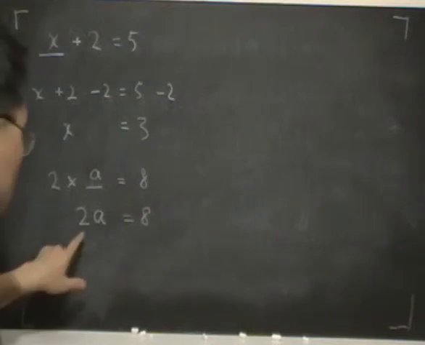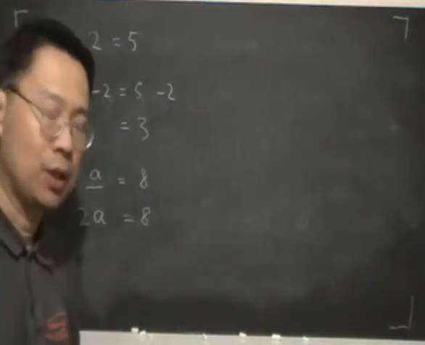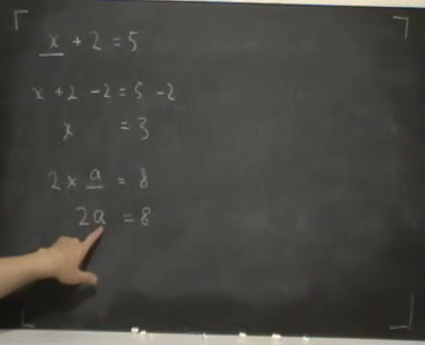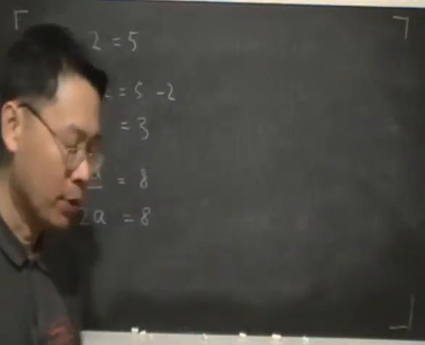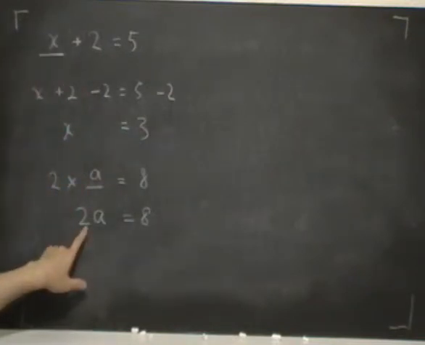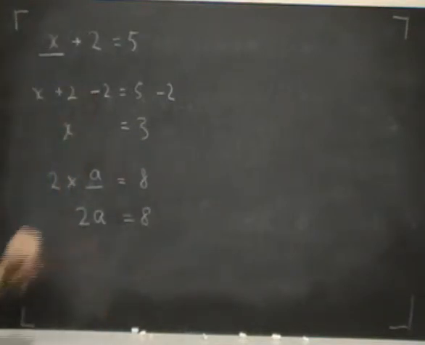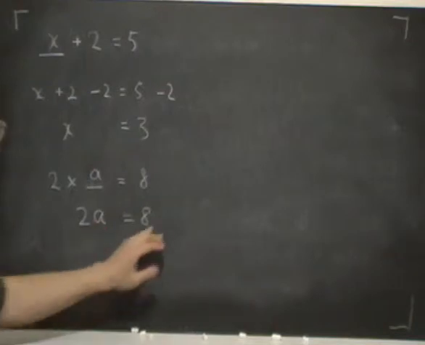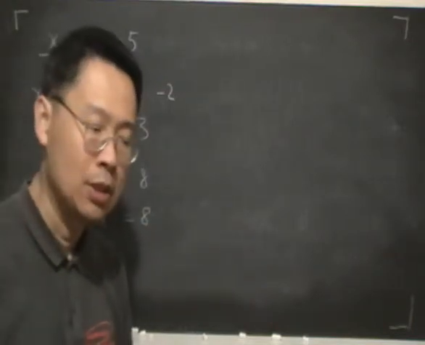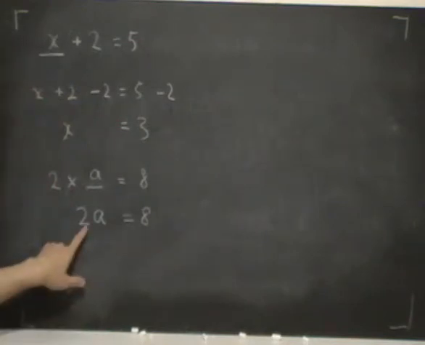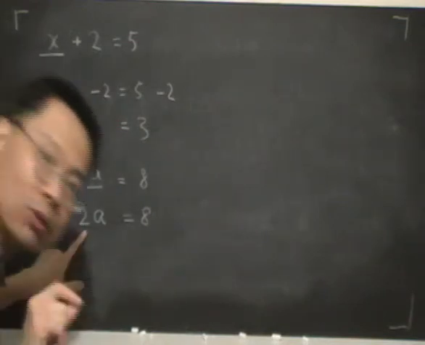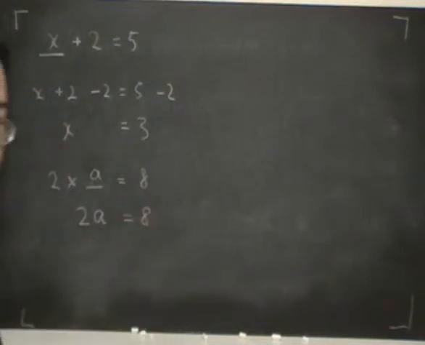So what we have here is 2 times A is equal to 8 and we want to find A. Now once again, like in the last example, we can think of it this way. We have a 2 times A there. We really like to have just the A on this side, because if it's just A on this side, then we already have the answer. So 2 is in the way. If we can somehow get rid of the 2, we would have the answer. How do we do that?